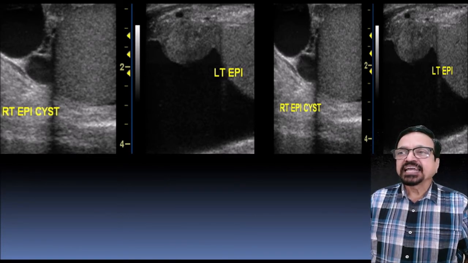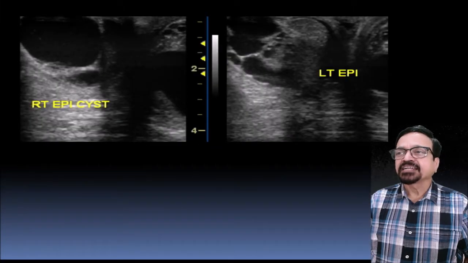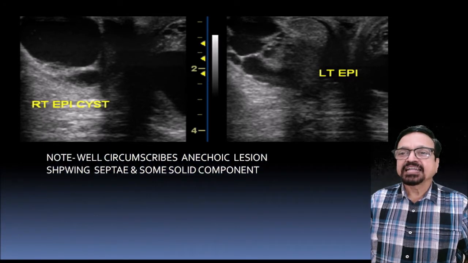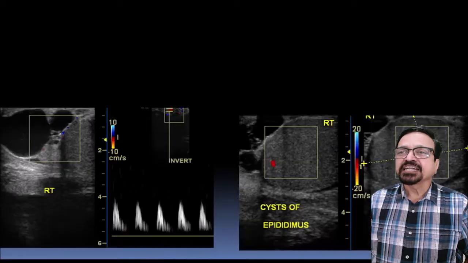Now here we are seeing a clear-cut cystic lesion, a right epididymal cyst and a left epididymal cyst. Both sides there are bilateral epididymal cysts. Here also the case is showing the same. There are septi, there is some thickening of the wall, and we are finding on the left side, that is the first one, a well circumscribed anechoic lesion showing septi, and also there is some solid component in the right side lesion, that is, the left epididymis. So both sides there are lesions, but both lesions show different characteristics.